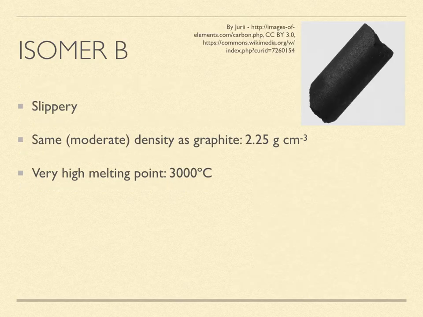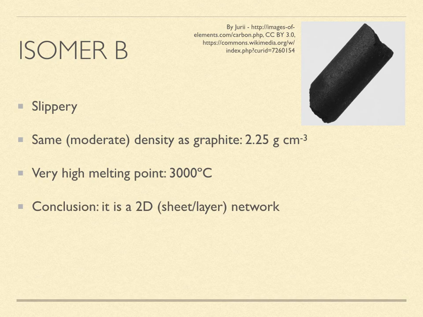Next we have isomer B, which is described as slippery, with a moderate density, which happens to be the same as graphite at 2.25 grams per cubic centimeter, and, again, a very high melting point of 3,000 degrees Celsius. You can probably tell I'll be comparing it to graphite. Graphite is a 2D layer structure. Its polymers are sheets layered on top of each other, held together loosely by van der Waals forces. This means it's less dense than diamond, since there is no covalent bonding between layers, and the layers can slide past each other, which is what makes it, like isomer B, slippery. This is why graphite smudges on paper and can be used as a lubricant.